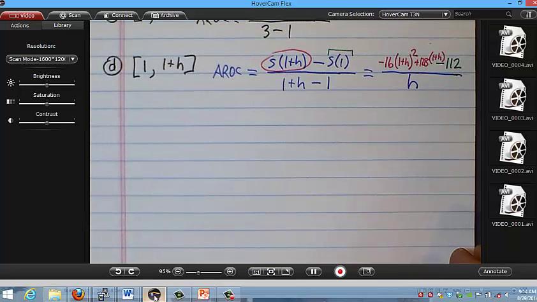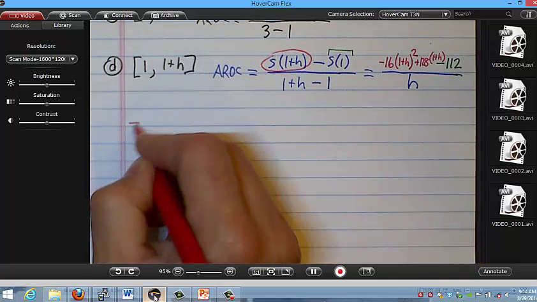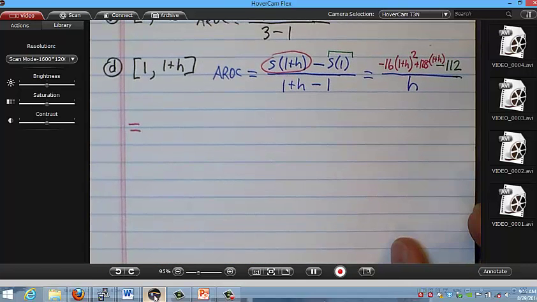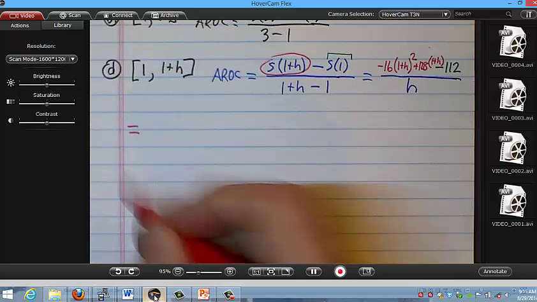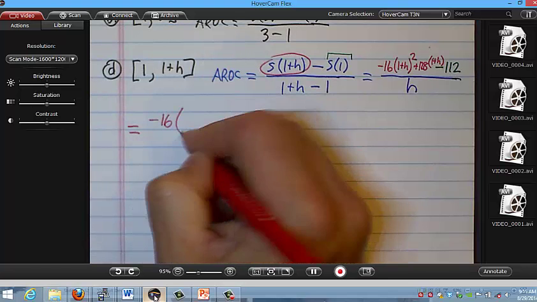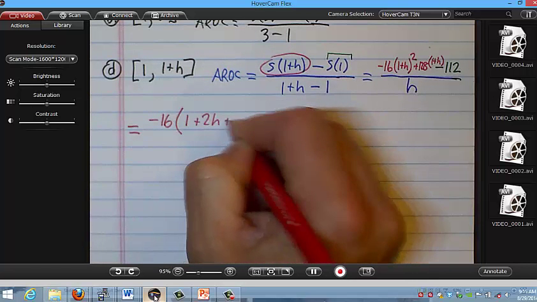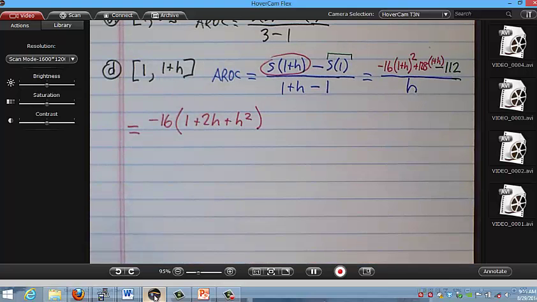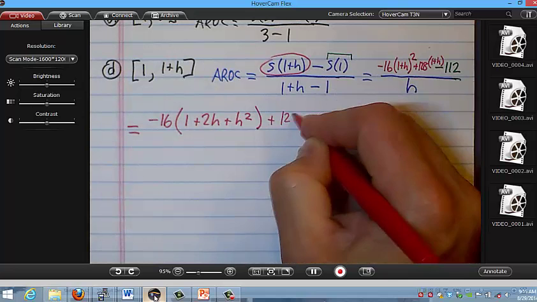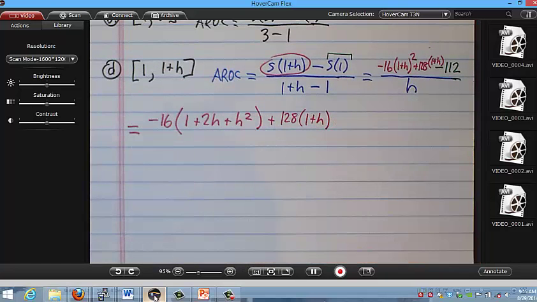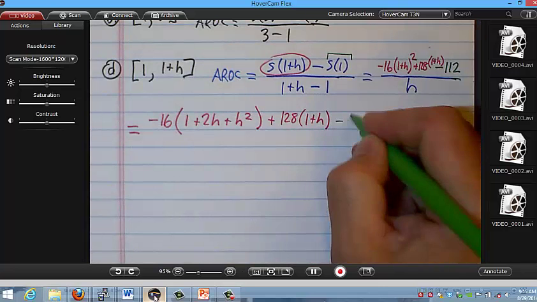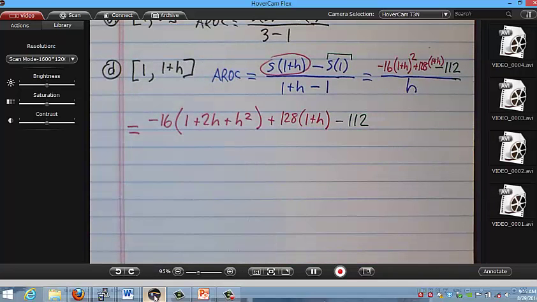So there we are so far, guys. Let me write a big equals and try to simplify a little bit. So let's see, I have negative 16 times, isn't this 1 plus 2h plus h squared? When I square a binomial, I get a, thank goodness. Don't put 1 plus h squared there, or I'll have to go home. Right? Okay, plus 128 times 1 plus h, minus 112, all over h.